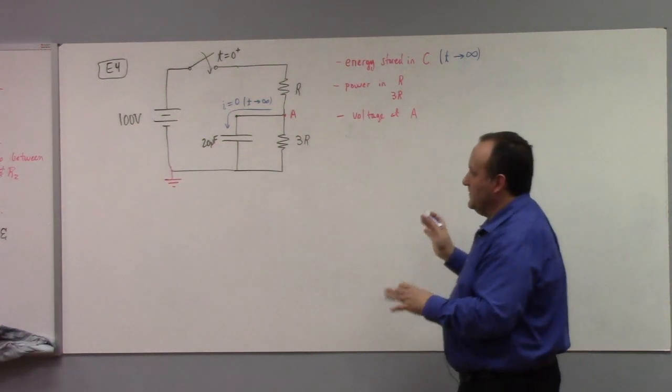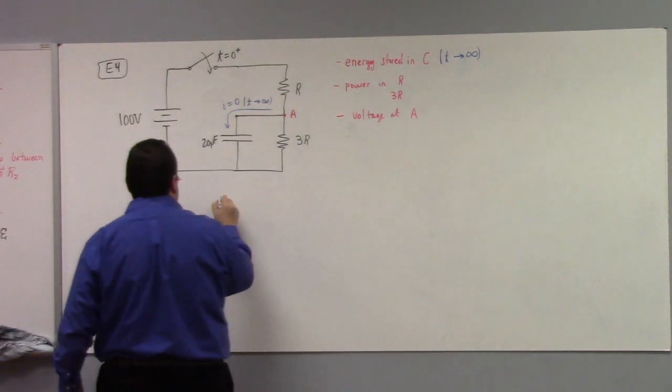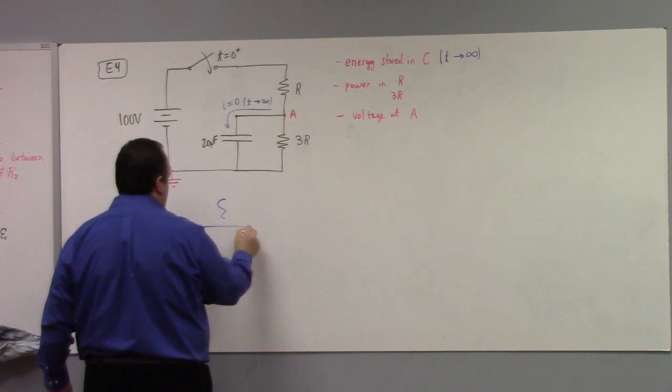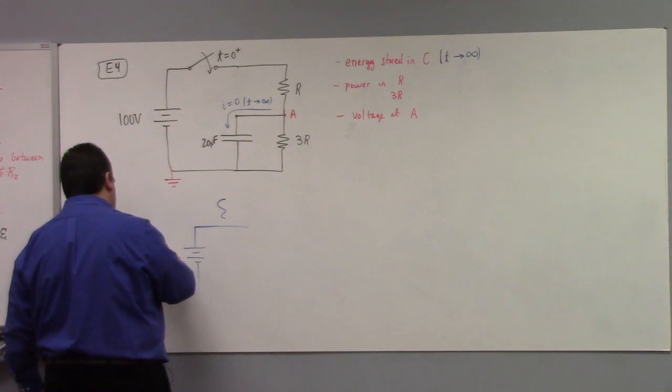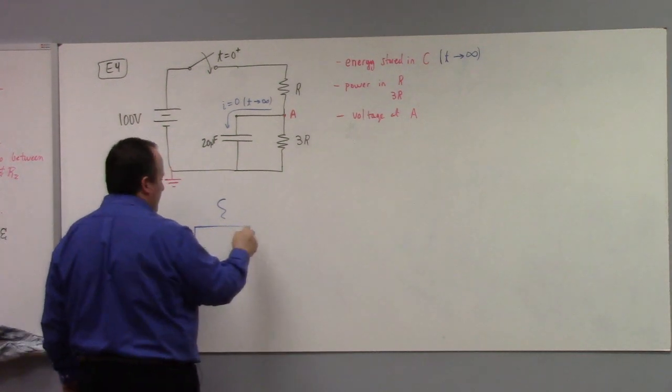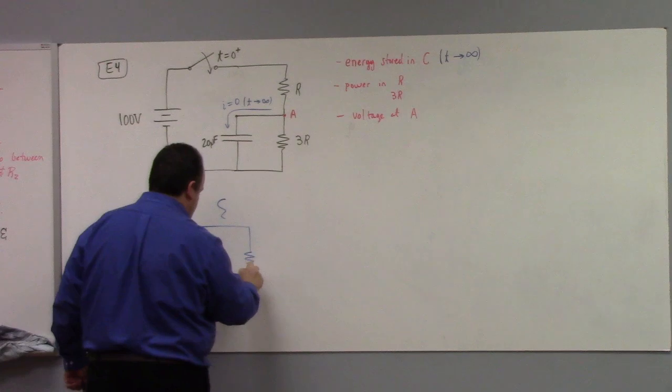So for a large time, there's no current going there. For all intents and purposes, after a long time, this is equivalent to the problem where you just have a 100-volt battery. Those are hard to find. But a 100-volt voltage source, those are easier to find.